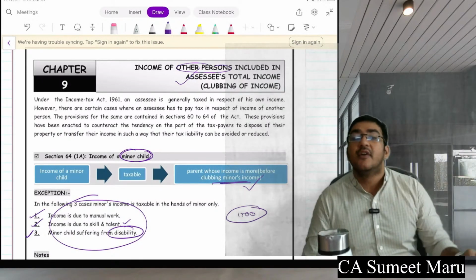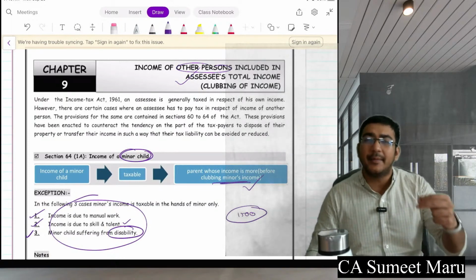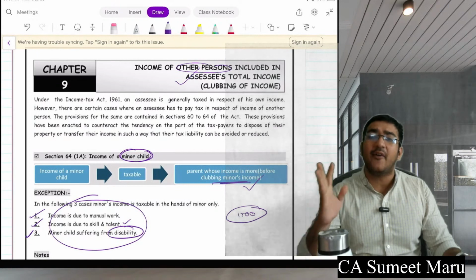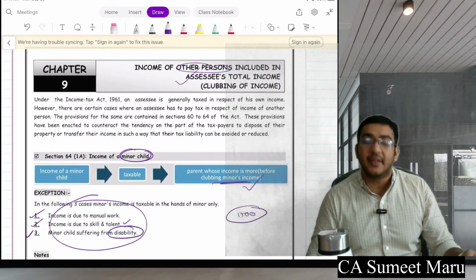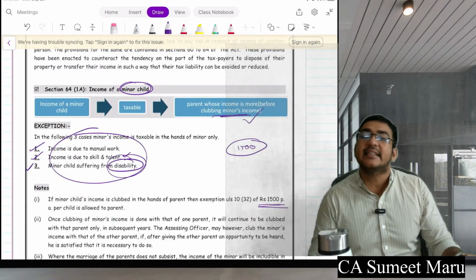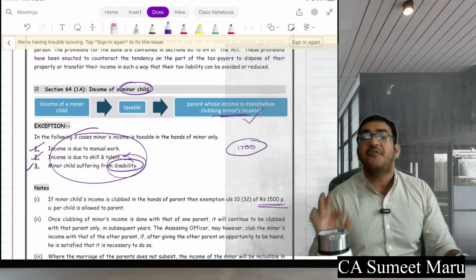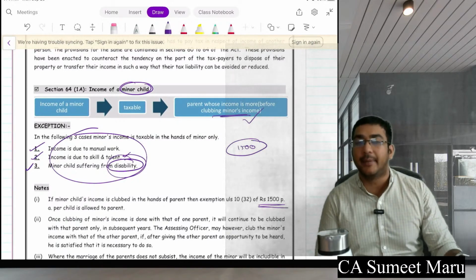Now please remember, the child's income will not be clubbed in 3 cases. The first is when he has done manual work, that is child labor. The second is because of skill and talent: if he has earned anything, it will remain with him only. And the third is if he is suffering from any disability. In these three cases, it will not be clubbed. In all other cases, it will be clubbed in the hands of the parents. And remember, you will get a deduction of 1500 rupees per child per year while clubbing this.